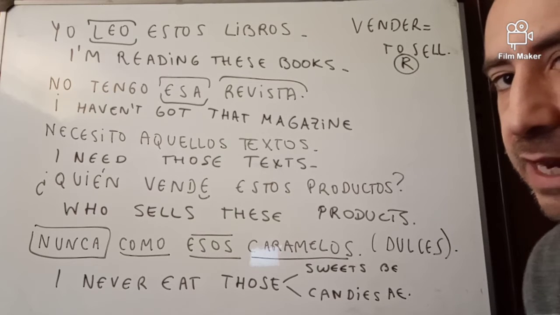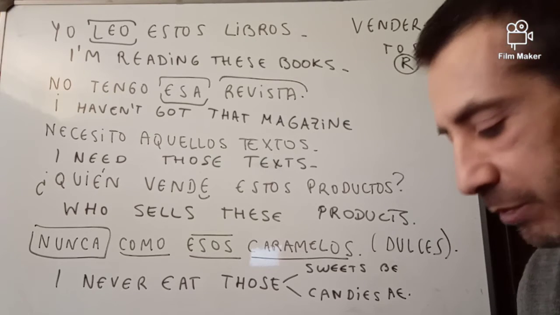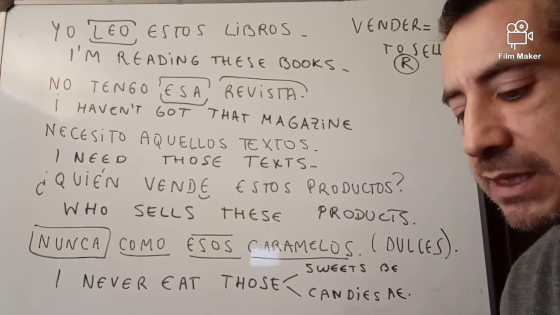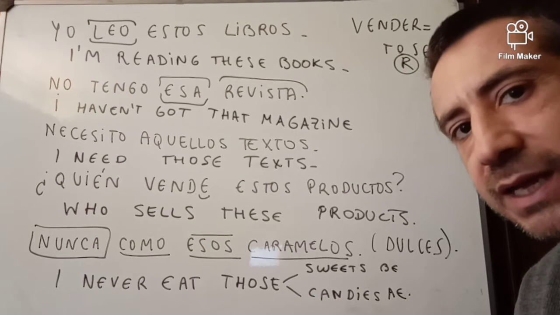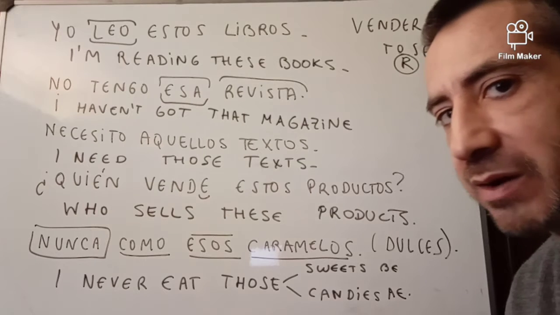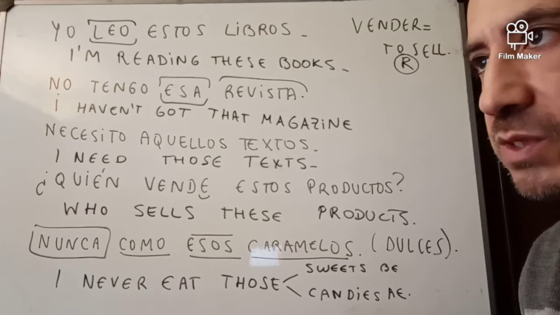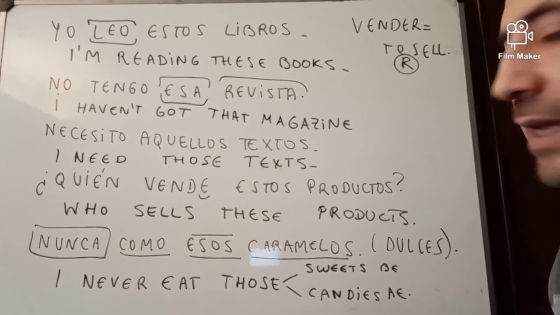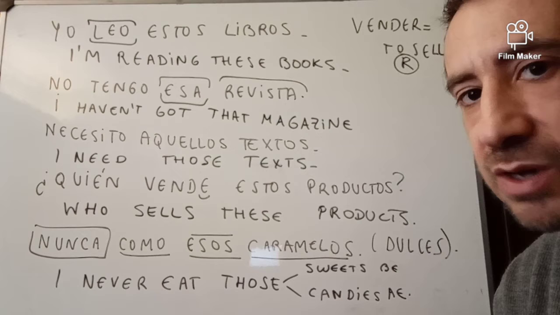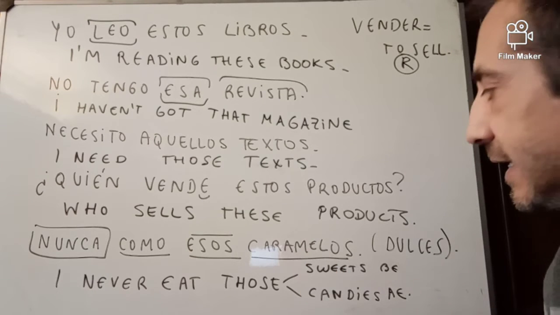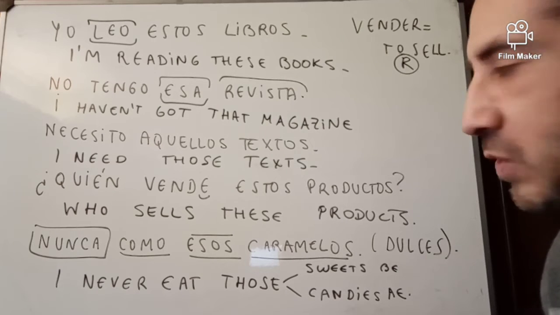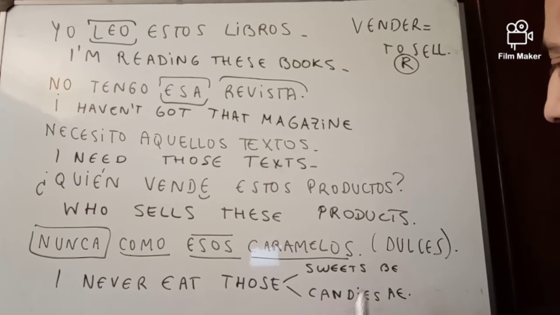The reason why we say caramelo, I repeat, our Spanish, Argentine Spanish, is strongly influenced by Italian because of our nonni, our grandparents. Lots of Italian people came to Argentina to live here, and they influenced our language in a very, very strong way. So in Italian it's caramella, in Spanish it's caramelo, it's the same word. I never eat those sweets.